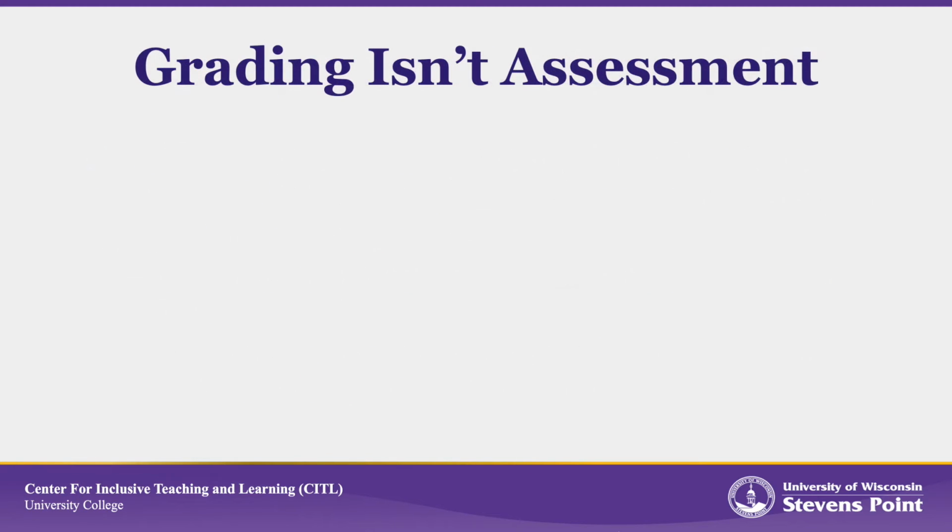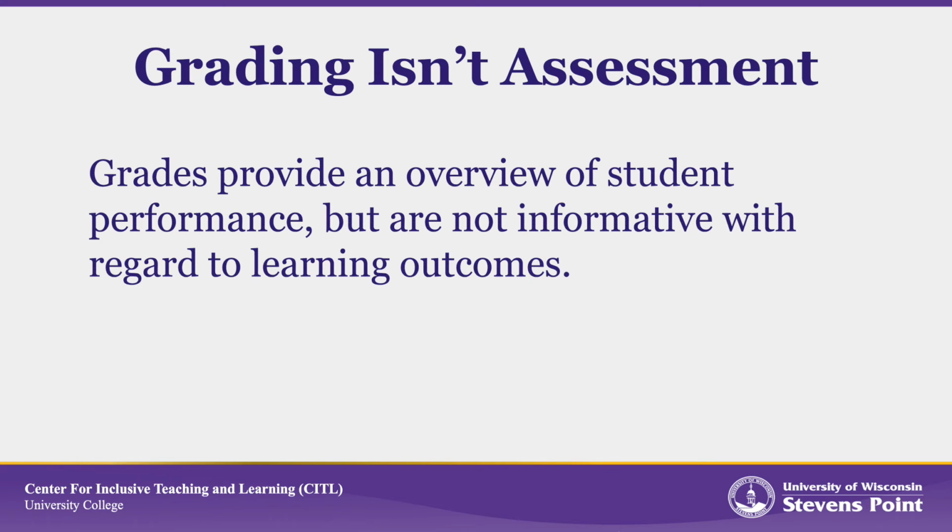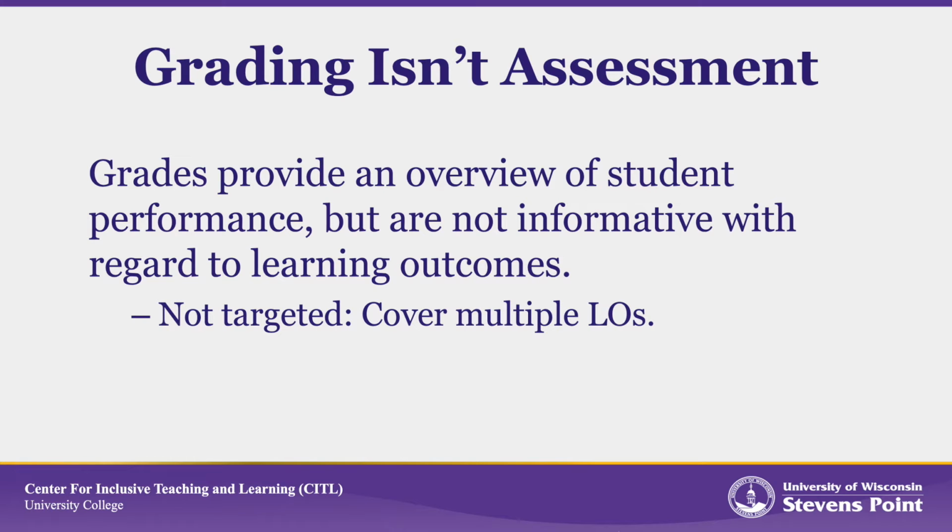I think it's really important to stress that grading isn't the same as assessment. Grading gives us good information about overall student performance in a course, but not about achievement of specific learning outcomes. Remember that grades don't give us that targeted data that we're looking for. Multiple learning outcomes are covered simultaneously, so a C in a course might mean complete mastery of half of the learning outcomes and complete failure at the other half. There's no real way to tell.